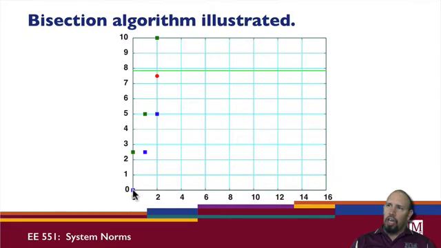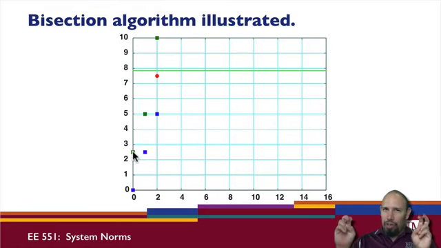So notice that our initial lower bound was 0. Our initial upper bound was twice the magnitude at the origin. This green line here actually shows what the actual H infinity norm is. We don't know that yet. I'm just plotting it so you can see what's happening.